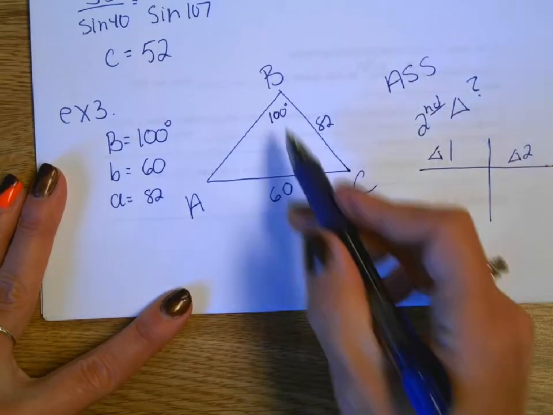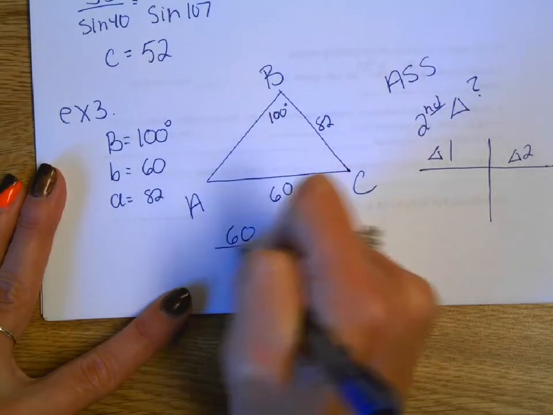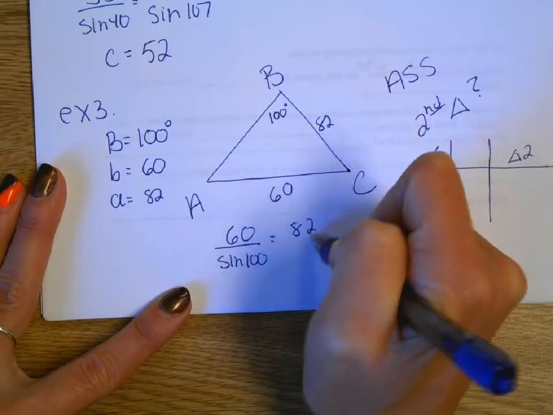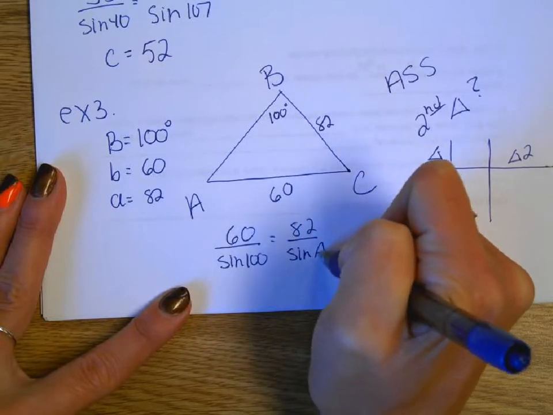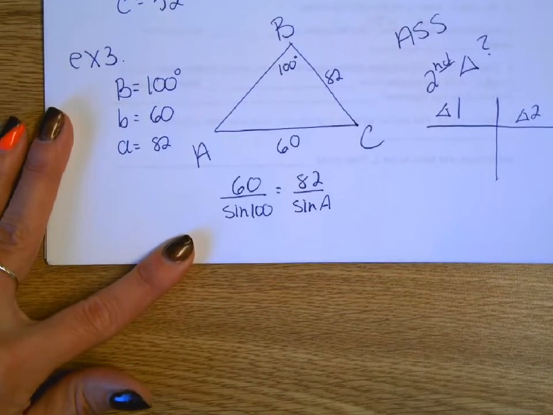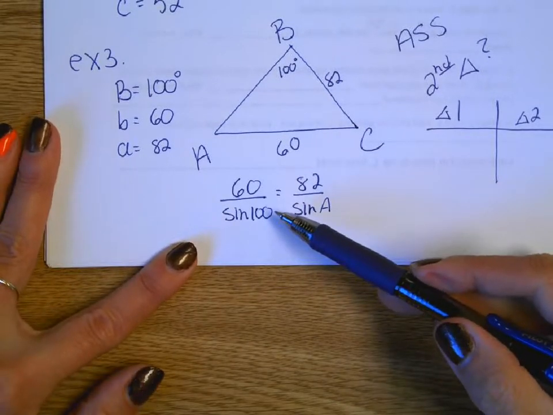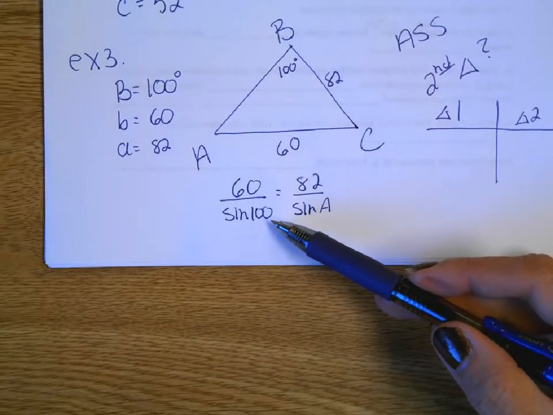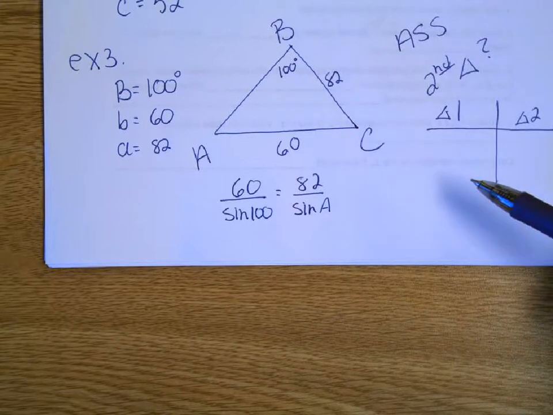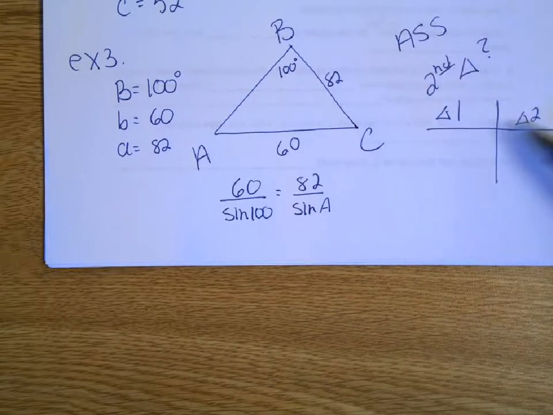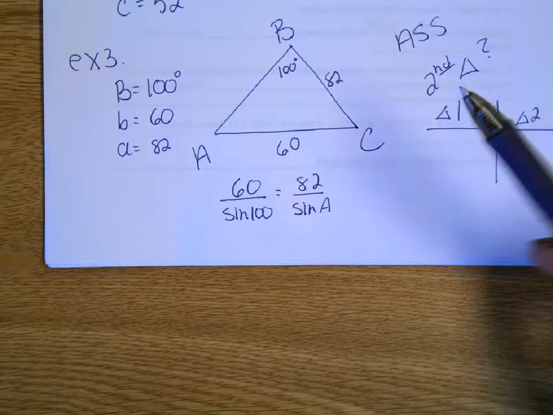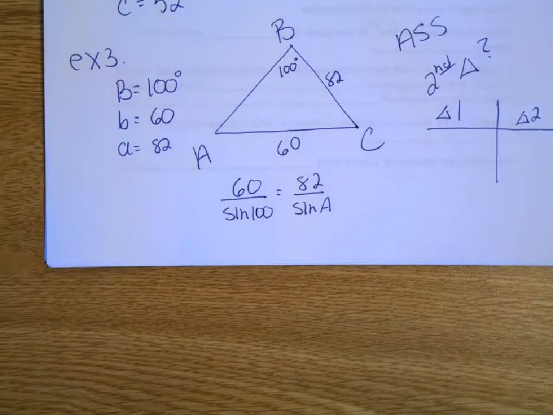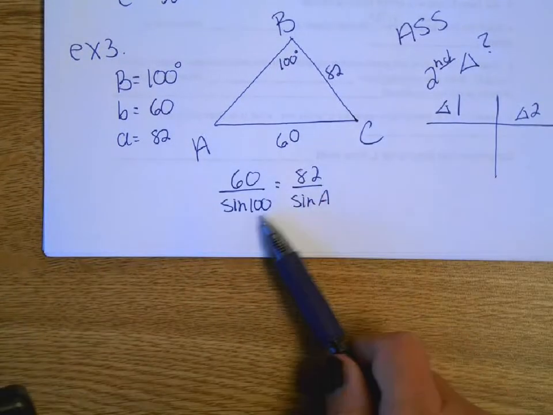So we set up our proportion: 60 over the sine of 100 equals 82 over the sine of A. What was the situation with 100? It was obtuse. There were only two situations: you either get one triangle or no triangle. This really wouldn't have a second triangle, but let's just pretend that every time we're going to check for a second triangle, just in case. But truly, with obtuse, there's only two cases: one triangle or no triangle. So we'll cross product this.